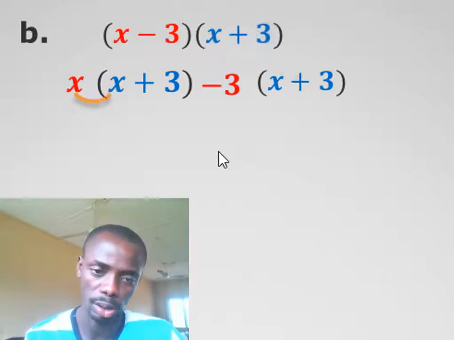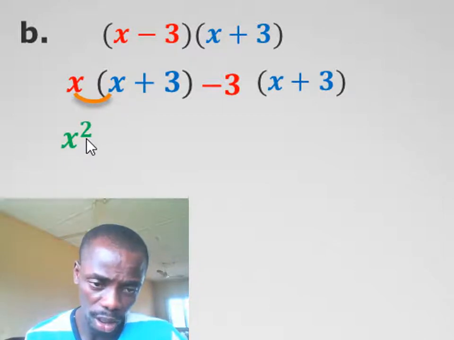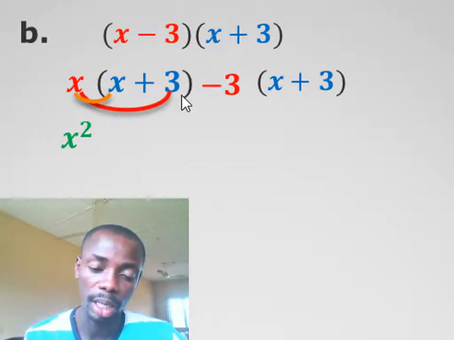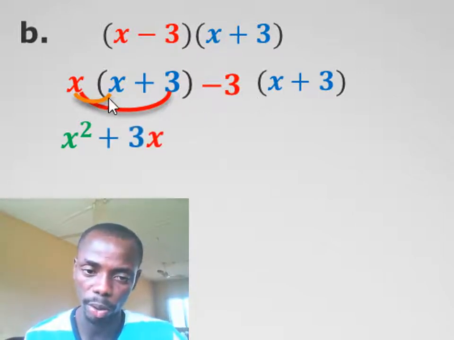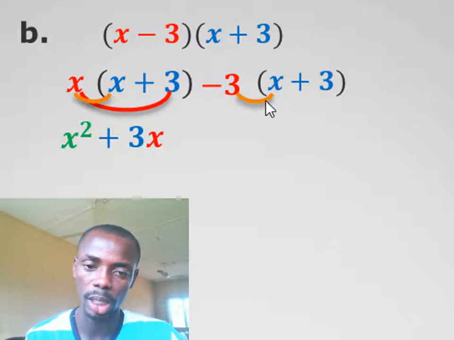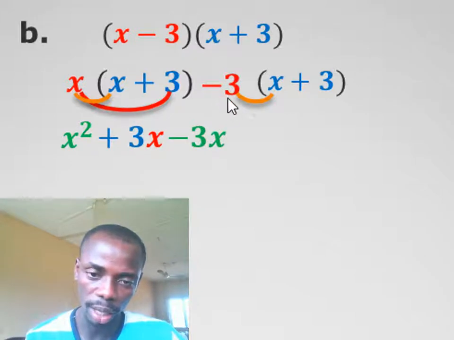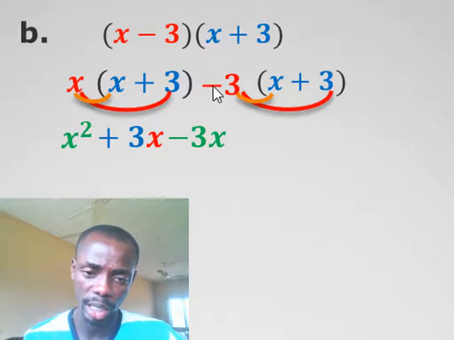Okay, now with that done, you're going to be connecting x and x together, the x outside and the x inside, and that is going to be giving you x squared. Now, the x outside and the 3 inside, that's going to be x multiplied by 3, and that's 3x. Hope that is understood. Now, we're done with the first bracket. Coming to the second bracket, linking minus 3 and x, that's going to be giving me minus 3x, just like I have it here. And linking minus 3 and plus 3, so multiplying minus 3 and plus 3, the first thing we address there is the signs.